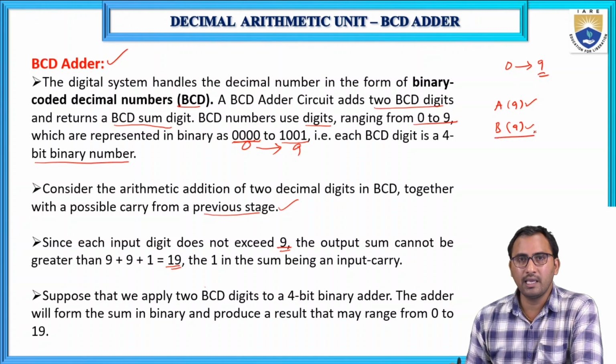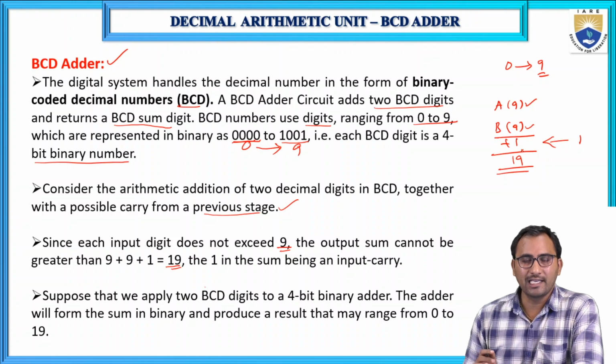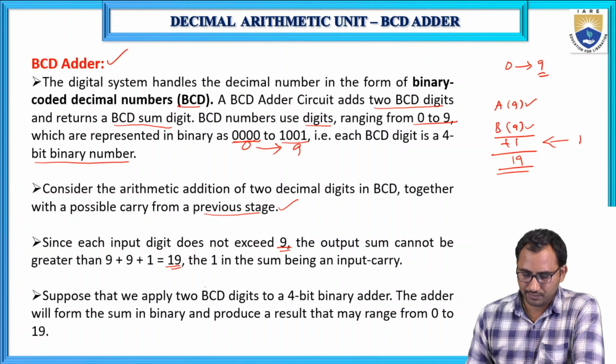And also there may be a chance of getting the input carry. If the input carry is also 1, then 9 plus 9 plus 1, so total 19. So 19 is the maximum sum we can get using the BCD adder. Suppose we apply two BCD digits to the 4-bit binary adder; the adder will perform the sum in binary and produce a result that may range from 0 to 19.